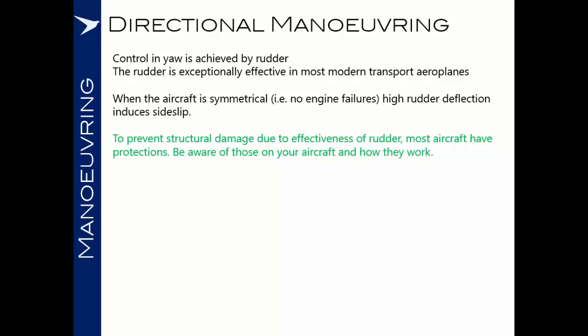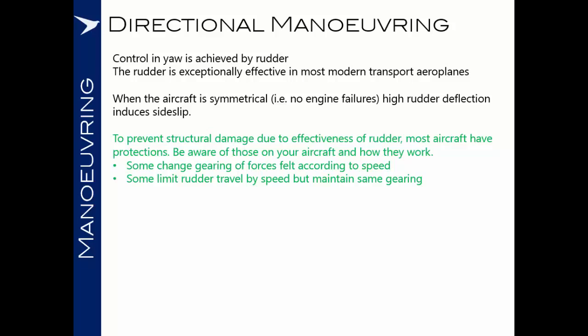The load factors experienced by the airframe with a maximum rudder deflection at anything but slow speed could be enough to cause the tail of the aircraft to detach from the aircraft. Some aircraft may change the gearing of the forces that you feel according to the speed that you're currently flying. And some aircraft may have a limit to the extent of rudder travel according to the speed that you're currently flying, but these may maintain the same gearing ratio, giving you the same control force for the same amount of rudder deflection. In any case, be very cautious of the application of rudder during upset recovery.